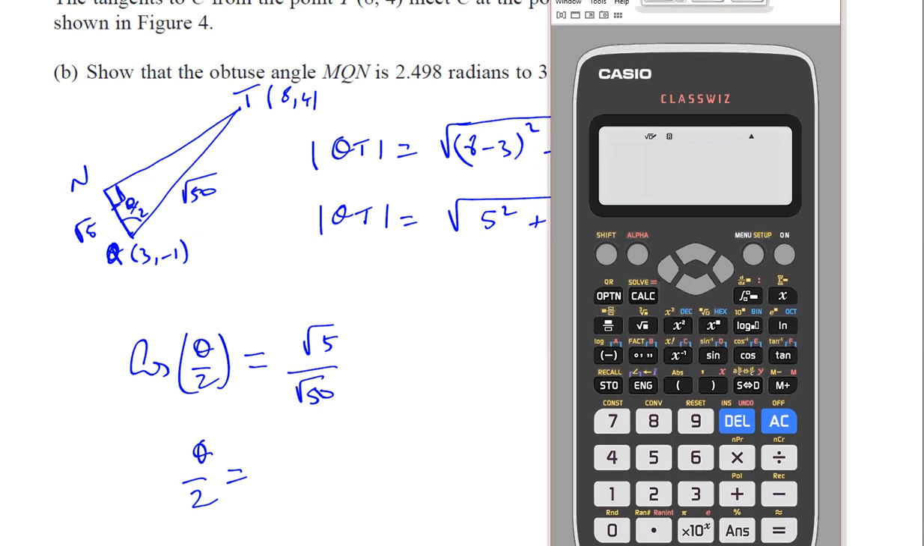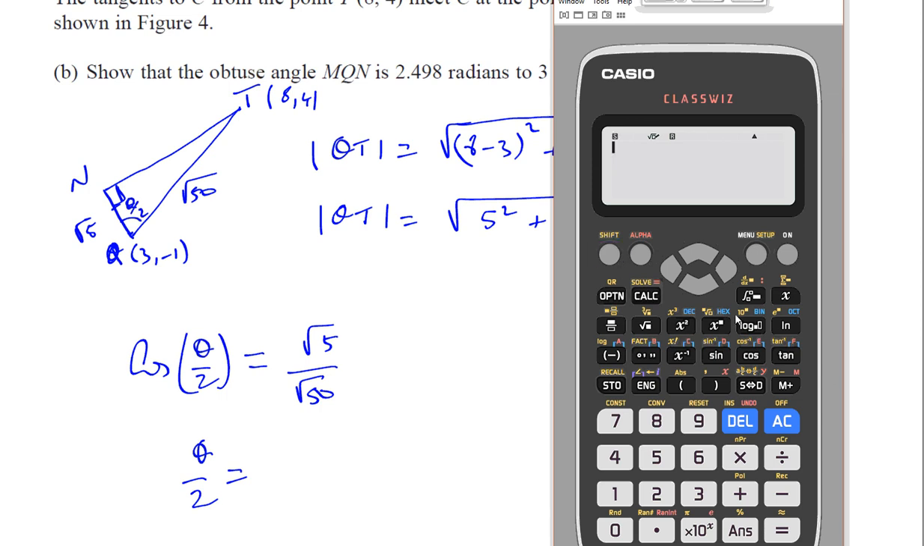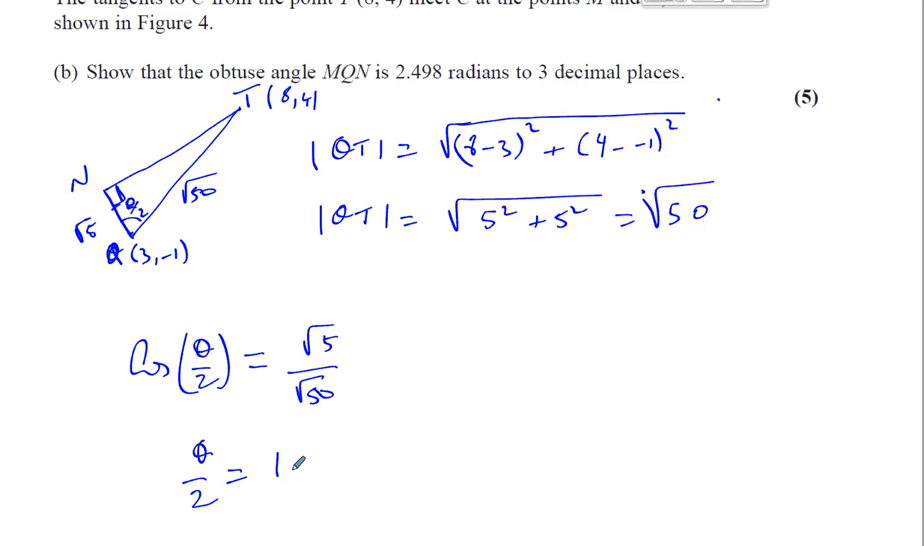Now I need to put shift cosine, my fraction, the square root of 5 divided by the square root of 50. I have to make sure it's set up properly. That gives me my angle, which is 1.2490. I've written it to more decimal places than I need.